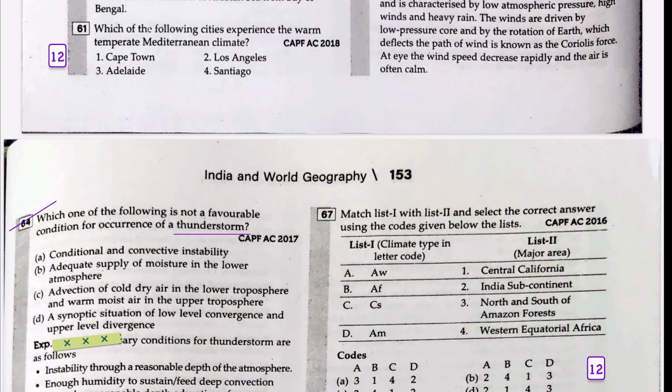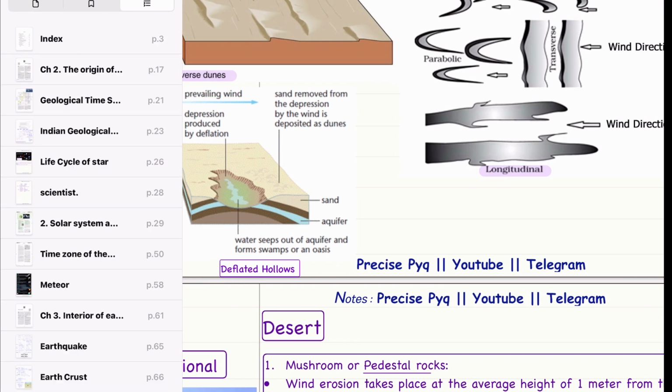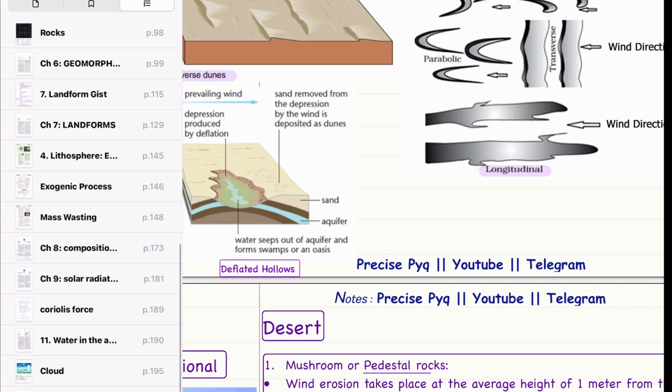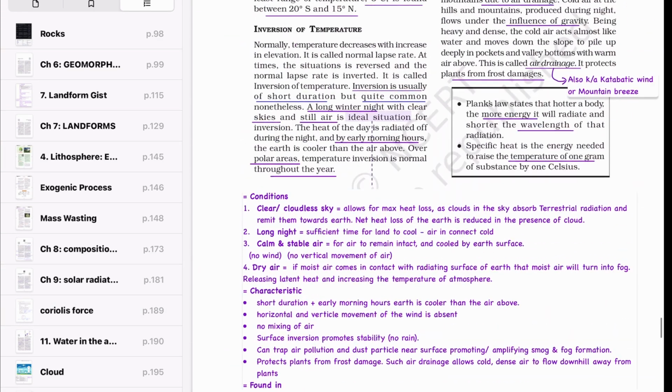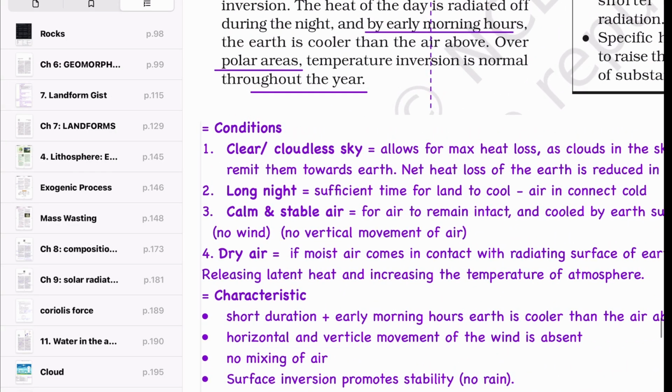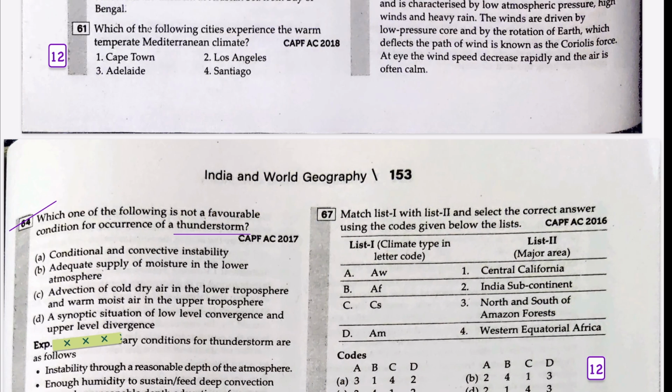So let's go to notes. Let's go to temperature inversion, chapter number 9 it was. You see here, calm means no wind, stable air means no vertical movement of air. You need to know all the words absolutely clearly. You have to distinguish between those words: instability, stability, calm, not calm. Do you get this meaning? So now, conditional and convective instability, that is movement of air upwards. This happens in thunderstorm. Yes, it happens.